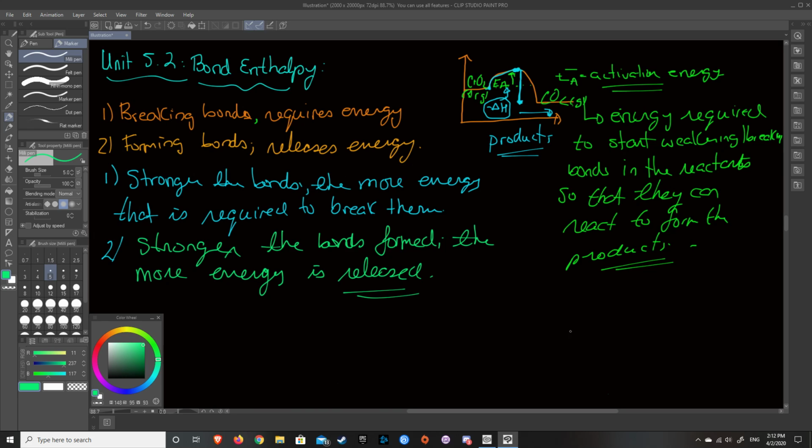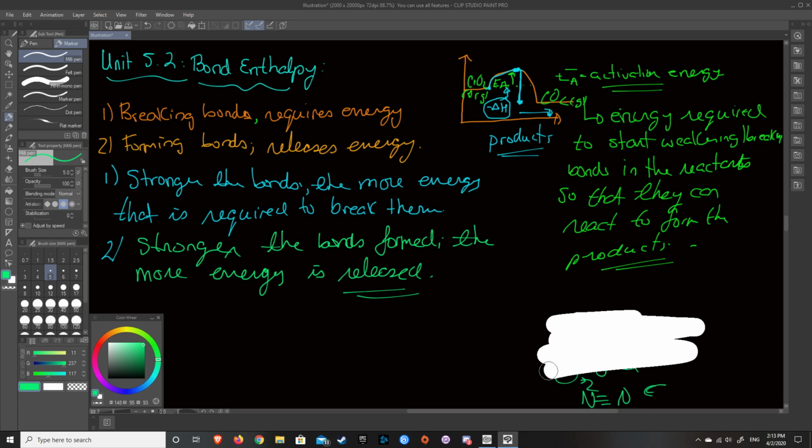We have some sort of weak bond. So the energy required to break a hydrogen-hydrogen bond is less than the energy required to break an oxygen-oxygen bond, which is less than the energy required to break a nitrogen-nitrogen bond. So it depends on single, double, and triple bonds, and we're going to see that.